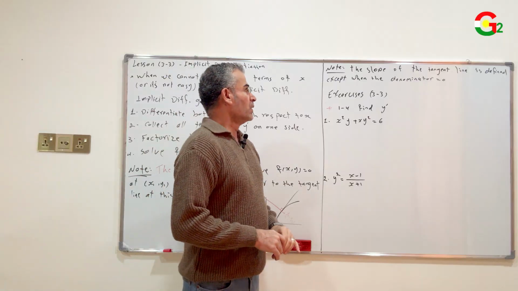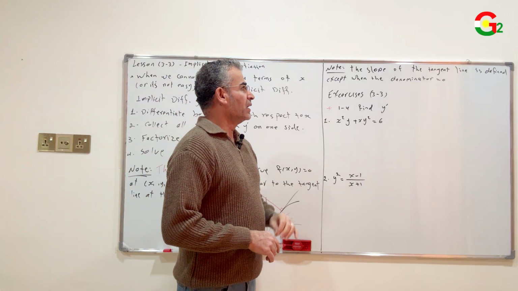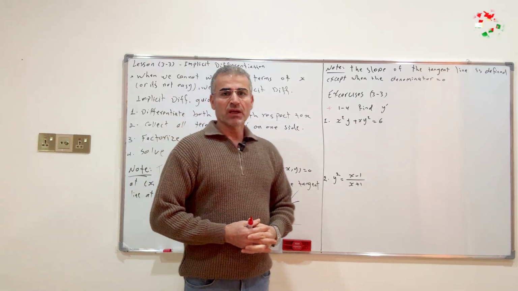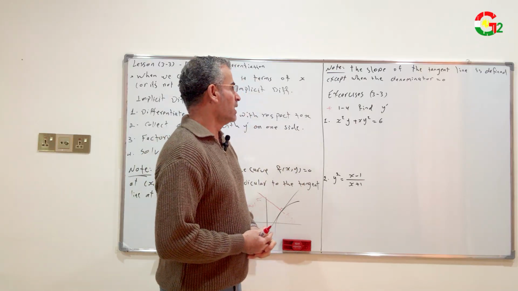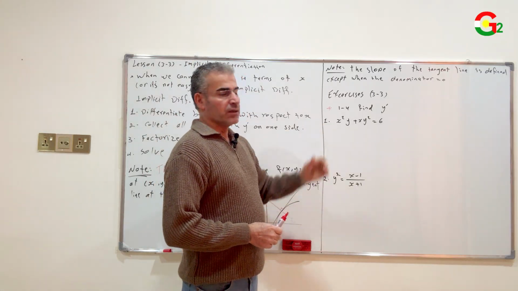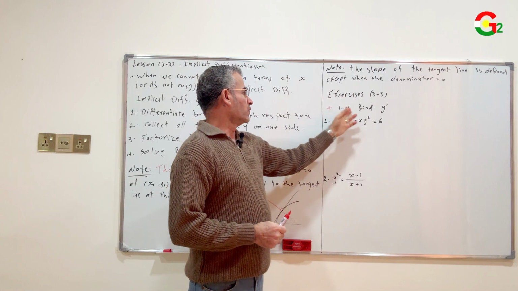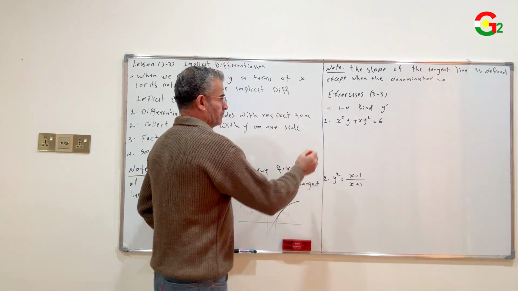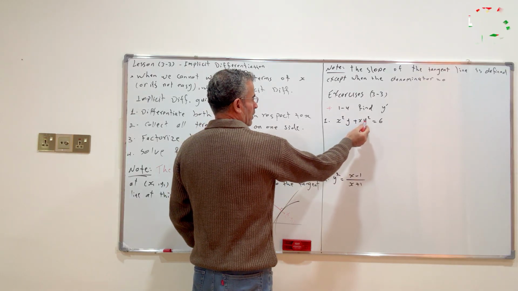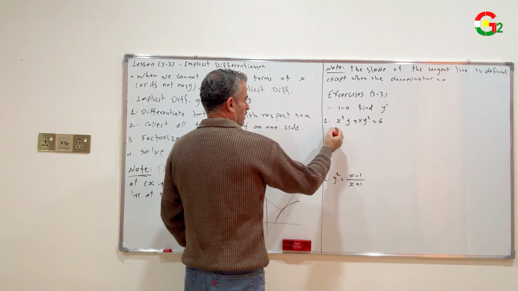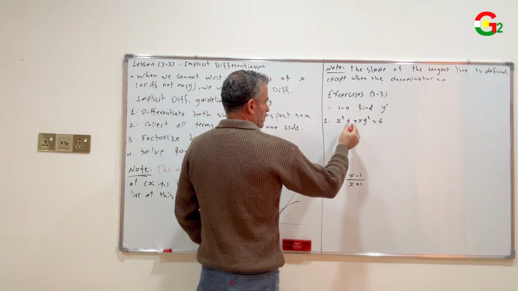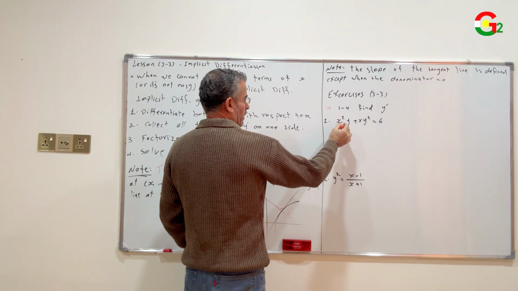Note 2. The slope of the tangent line is defined except when the denominator is 0, as you know. Exercises of lesson 3.3, 1 to 4, find y prime. x power 2 y plus x y power 2 equals 6. The first step, differentiate both sides with respect to x.